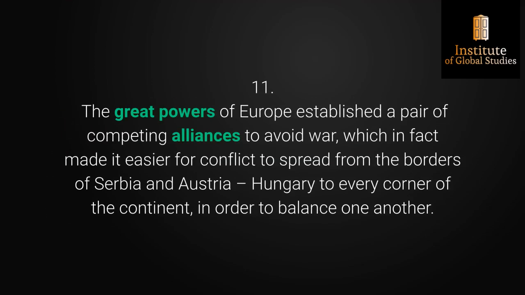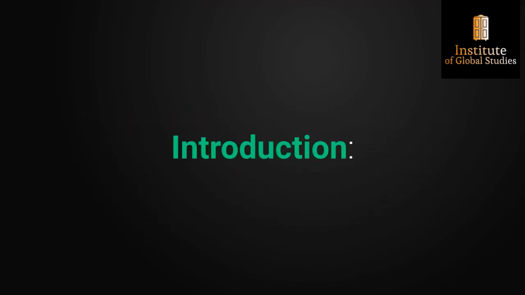11. The great powers of Europe established a pair of competing alliances to balance one another and avoid war, which in fact made it easier for conflict to spread from the borders of Serbia and Austria-Hungary to every corner of the continent. Introduction.